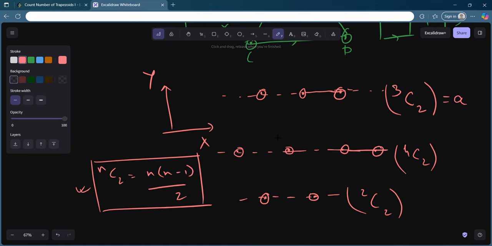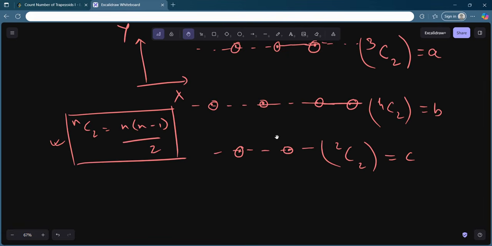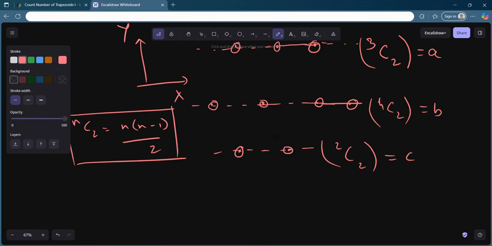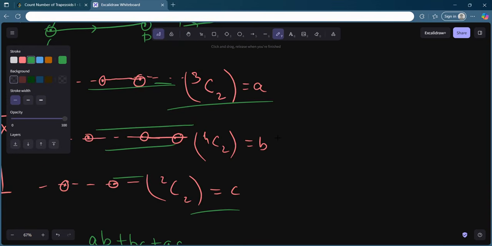Let's say this will be a, this will be b, this will be c, right? Can you tell me how many total ways there are if you are trying to select these points? If you try to select these two lines, there will be A into B. If you try to select these two lines, there will be B into C number of pairs, number of trapezoids. And if you select A and C, there will be A into C. AB plus BC plus AC. This was also the case when we counted the number of trapezoids.